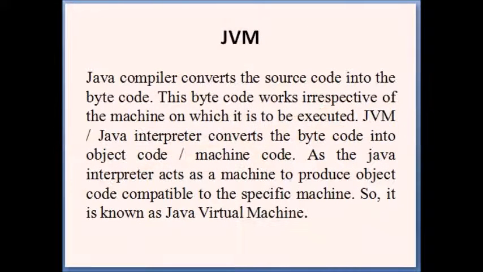JVM, or the Java Virtual Machine. As we studied in the features of Java, Java programs are first compiled by the compiler and converted to bytecode, which is an intermediate binary form and is irrespective of the machine on which it is to be executed. So, this bytecode is converted to the object code by the Java interpreter. As the Java interpreter acts as a machine to produce object code compatible with the specific machine, this is the reason the Java interpreter is also said to be a Java Virtual Machine, that is JVM.